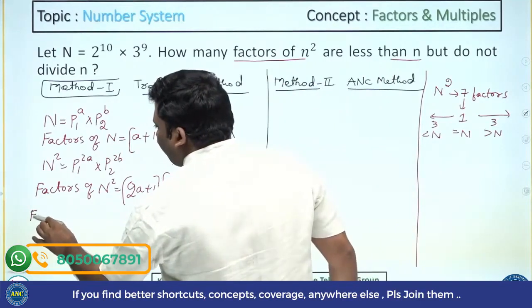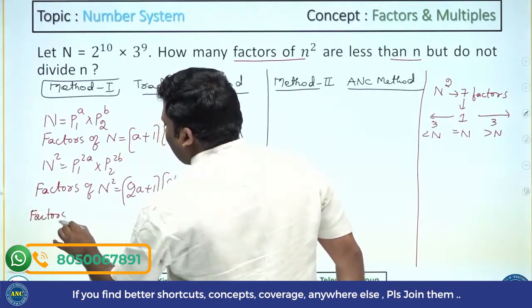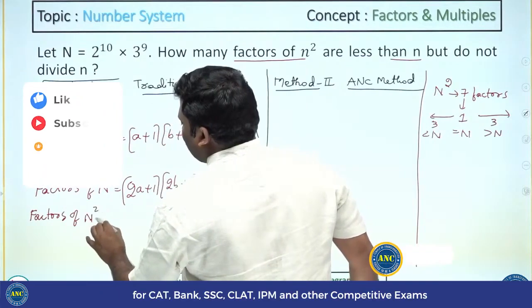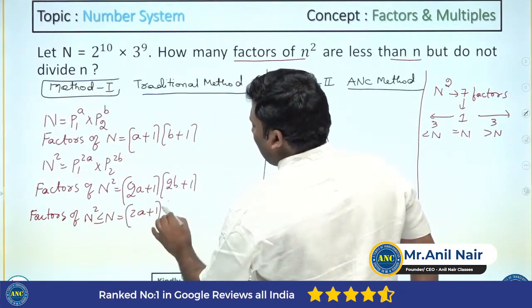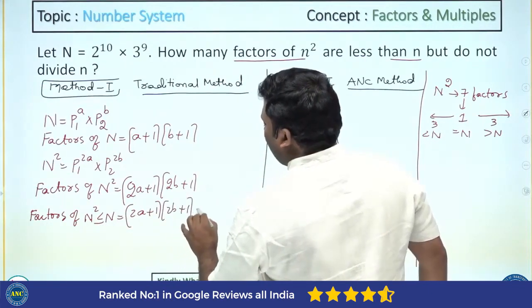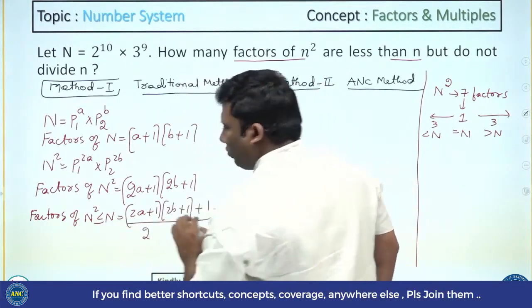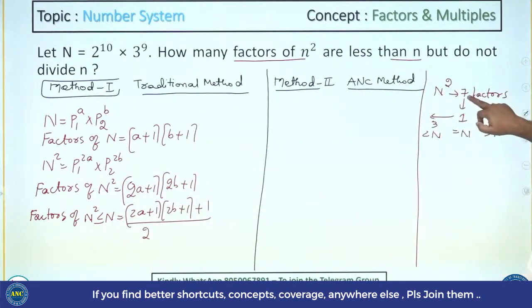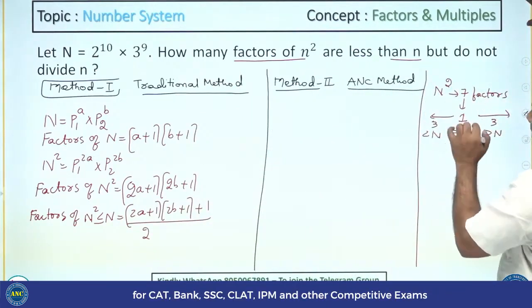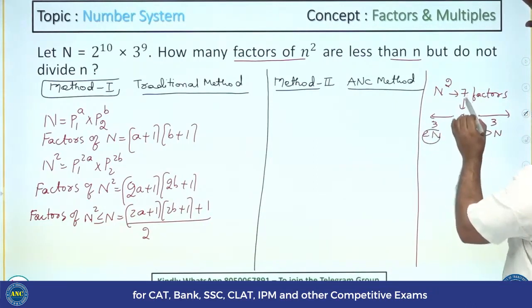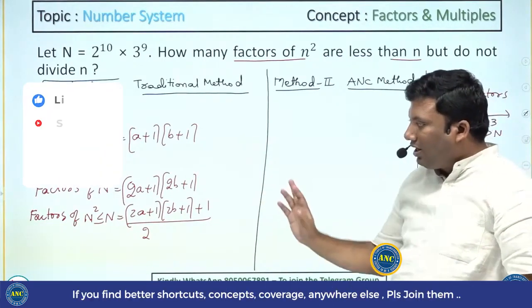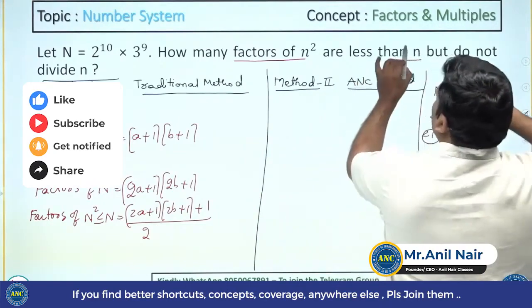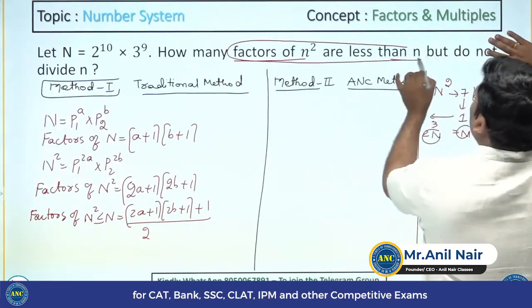So factors of n square less than or equivalent to n will be ((2a plus 1)(2b plus 1) plus 1) by 2. See here, if it is 7, factors of n square less than or equivalent to n: 7 plus 1, 8, 8 divided by 2, which is 4. Are you all with me? The 4 includes n. From this one, I got factors of n square less than n.